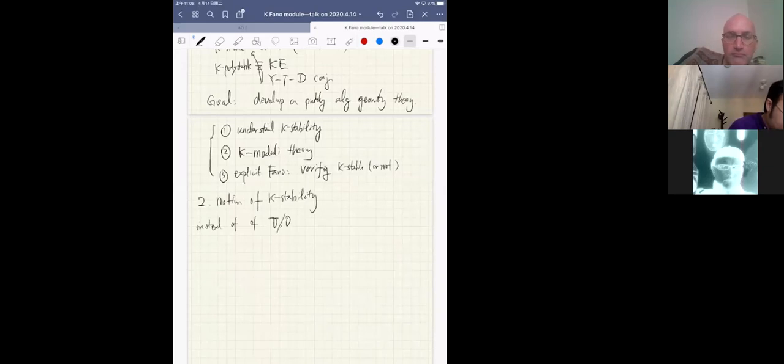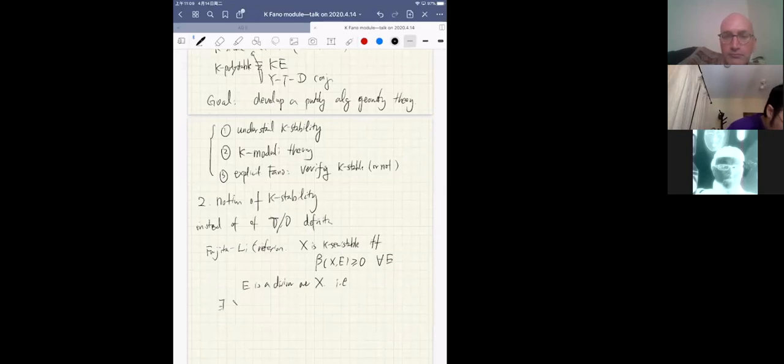Instead of Tian-Donaldson's definition, we actually will use what I call the Fujita-Li criterion, which gives an equivalent description of K-semistability. You can think about that as a definition in my talk, but it's actually a highly non-trivial theorem to prove that this is equivalent to the original definition of Tian and Donaldson. So let's say that X is K-semistable if and only if there is a number called beta(X,E) that is non-negative for any E. Here, E is a divisor over X. In other words, there exists a birational morphism from Y to X such that E is a divisor on Y.